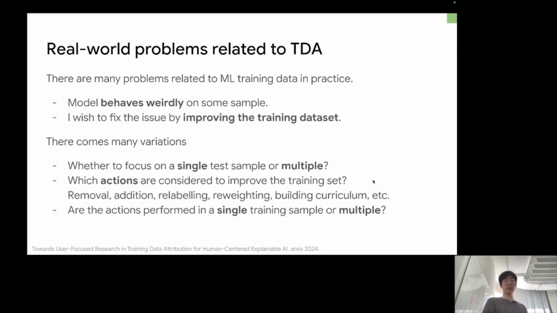It could also be removing a single training sample, or it could be removing multiple of them, or changing multiple of them. The other question is whether we focus on a single test case or a group of cases where the model is misbehaving collectively, right? So the whole region where the model is failing. In those cases, maybe you want to add some of the samples there to make sure the model is doing well there. So there are many possibilities related to TDA.